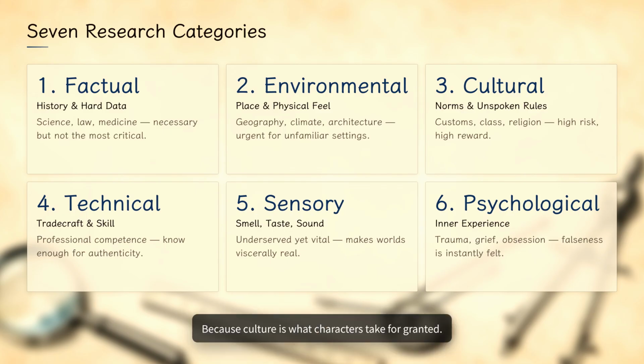Why? Because culture is what characters take for granted. When you have absorbed it deeply enough, your characters take it for granted too, and the reader feels the world as lived in rather than constructed. The fourth category is technical and professional. The tradecraft of specific professions, technologies, crafts, and skills. A character who is a surgeon, a locksmith, a ship's navigator, a glassblower. They need to move through their work with competence. You don't need to be able to perform the surgery yourself. You need to know enough about how it is done that the character's hands know what they're doing.